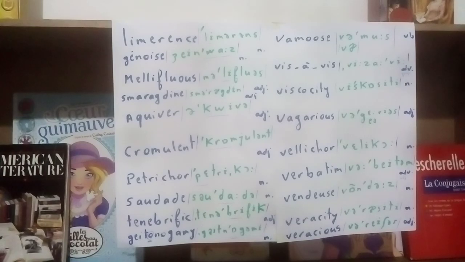Petrichor. The first syllable should have the stress. That's the primary and main stressed syllable. But the last syllable is also stressed, but it's called the secondary stress. Petrichor, a three-syllable word.